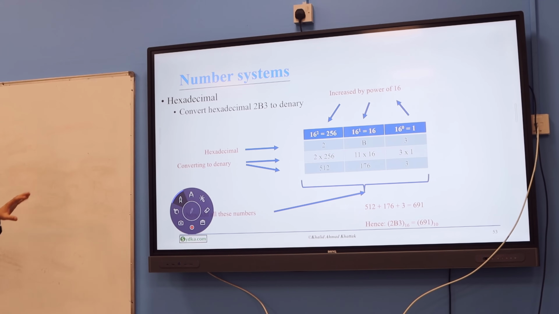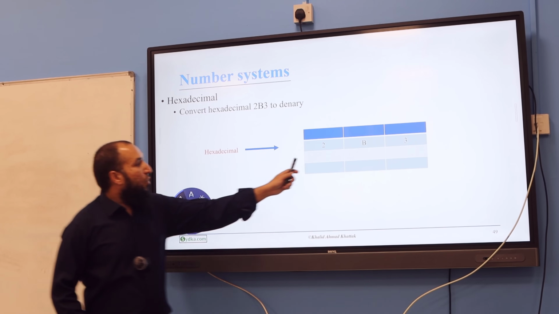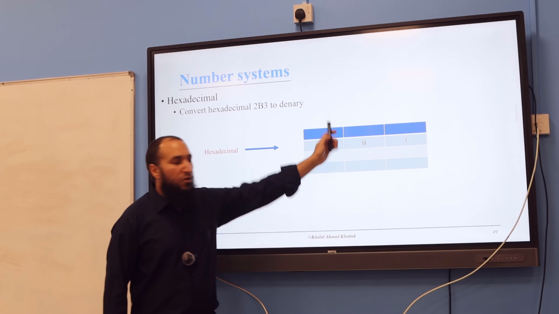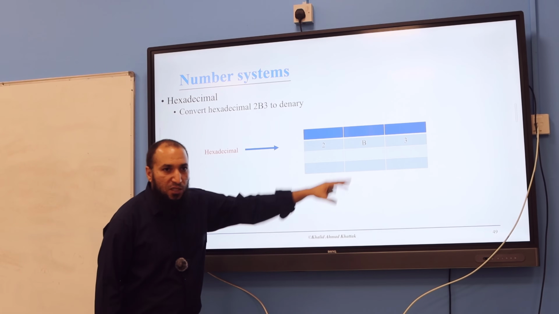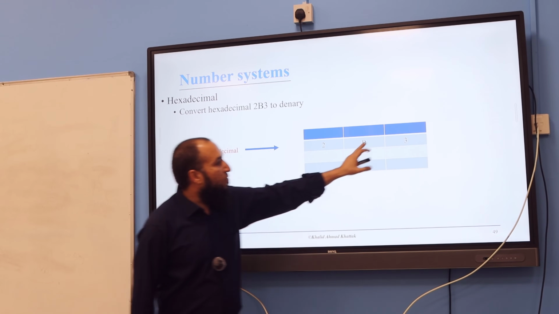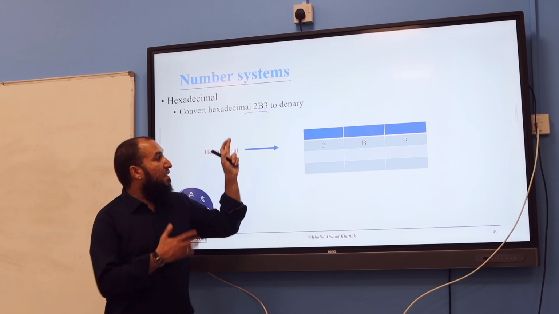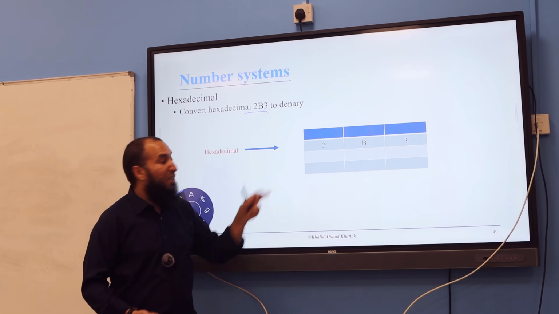Quickly write this down, and I'm going to give you an example to practice. Let me do it again quickly. We have a hexadecimal number, 2B3. We need to convert it to denary. How do we do that? We write the table like this first, and then we write the question. The exam question could be, convert this number into denary.